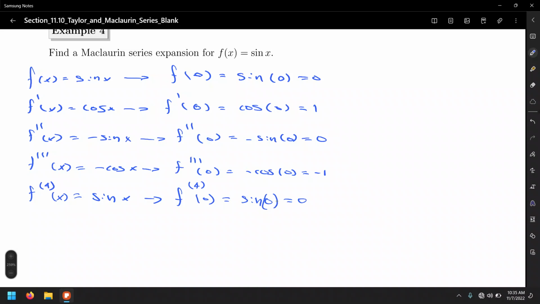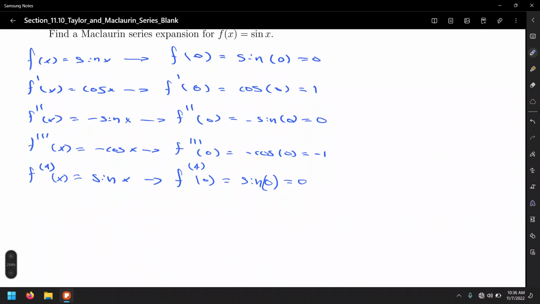But check this out. That's going to take us back to the same as the original function. The fifth derivative is exactly the same as the first derivative. The sixth derivative will be exactly the same as the second derivative, and the seventh one will be exactly the same as the third, and so on and so forth. That's because, well, see how the sine and cosine functions oscillate between negative 1, 0, 1, 0, negative 1. So that happens with their derivatives.